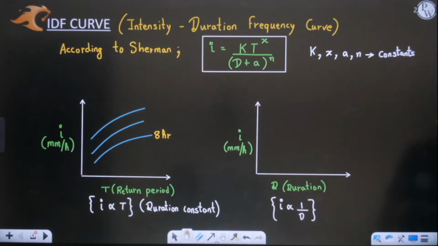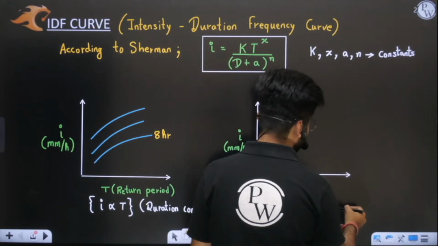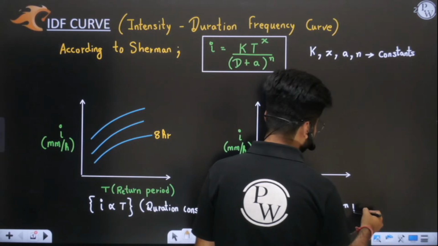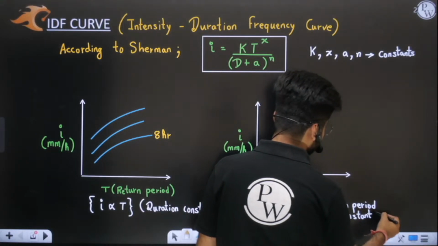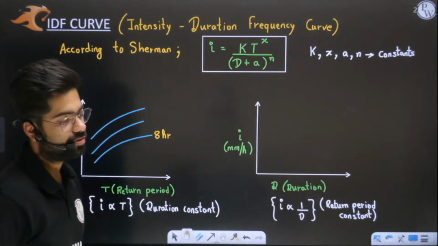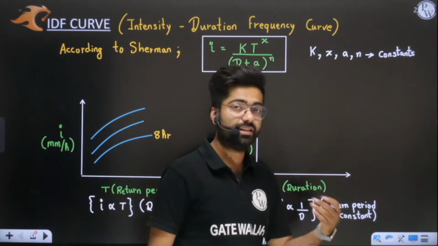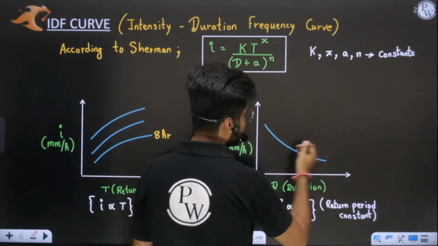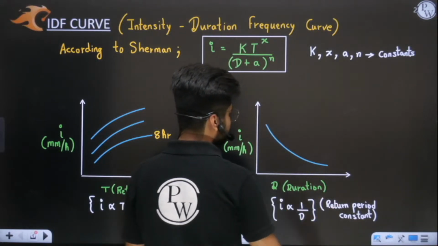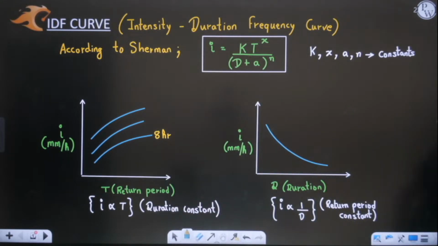Tell me, will this graph go up or down? Let me write here that the return period will be constant. Perfect. But sir, I can see that when duration is increasing, intensity is going down, which means the graph will be somewhat like this. Yes or no? Yes, it will be decreasing. Perfect, you are guessing it absolutely correct.